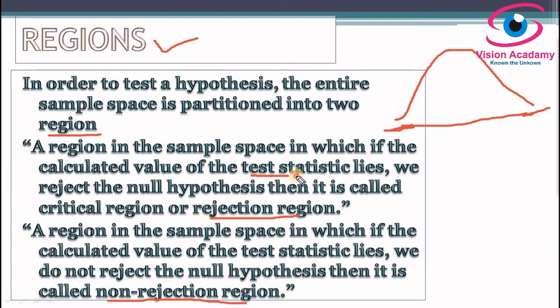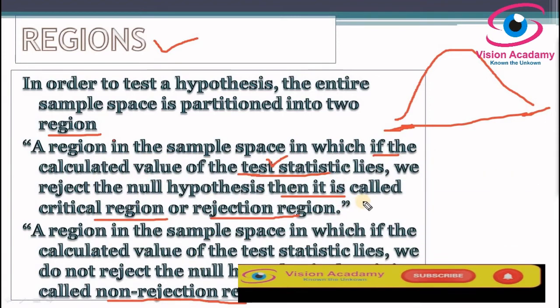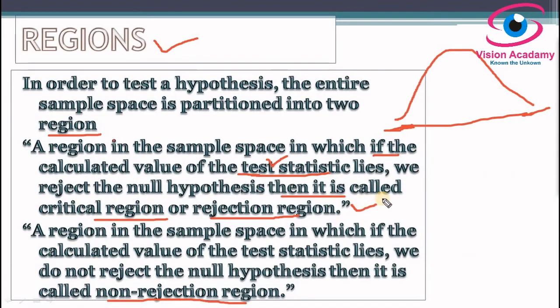After computing the test statistic using the particular tools available in hypothesis testing, which is a parametric test, you have to locate the value you obtained in the test statistic in the sample space. Here our concept is, if the calculated value of the test statistic lies there, we reject the null hypothesis, then it is called the critical region or rejection region.